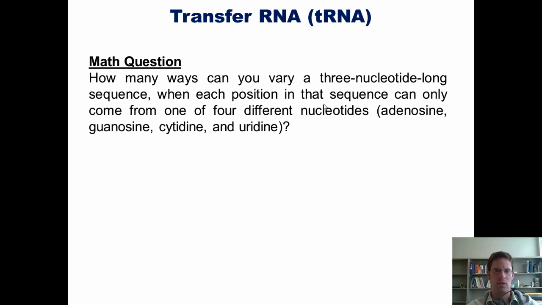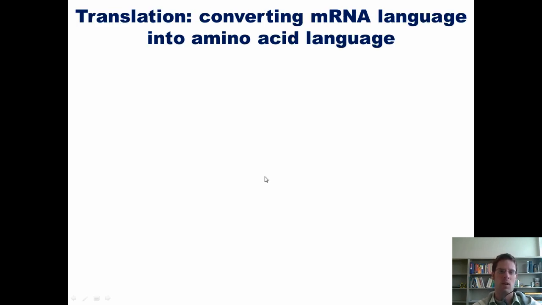So here's a math question. How many ways can you vary a 3 nucleotide long sequence when each position in that sequence can only come from one of 4 different nucleotides? Adenosine, guanosine, cytidine, and uridine. Do you know the answer? Of course you do. You guessed it. The answer is 4 times 4 times 4, which equals 64.